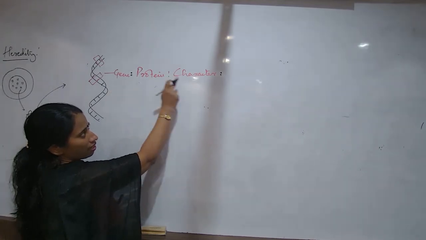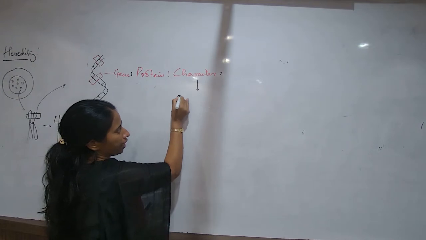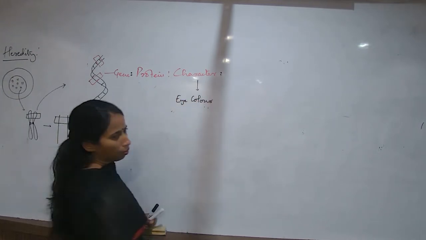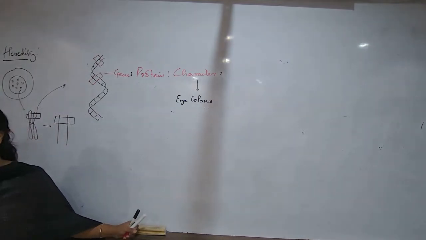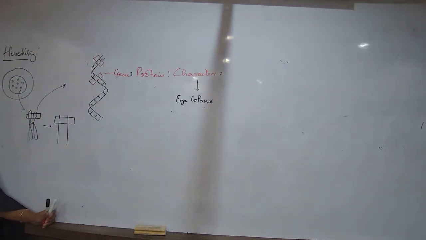I said genes are regulating a character, but now if I talk about an example of a character, very simple, with few forms, I will talk about eye color of the human population. Now, this eye color of the human population, when I think of it as a very simple character, are you aware how many types of eye color the human population has?